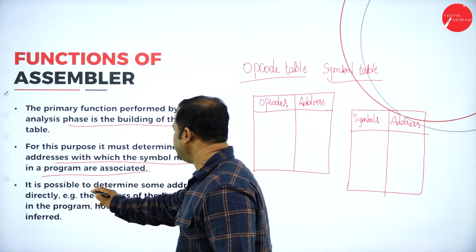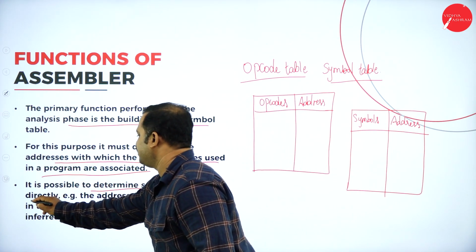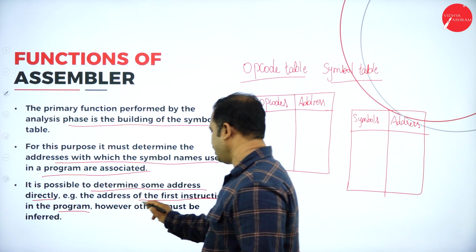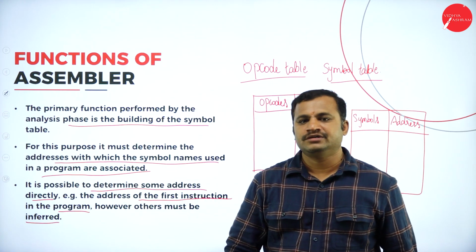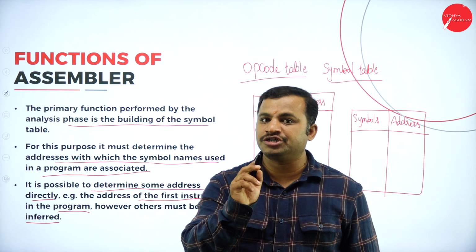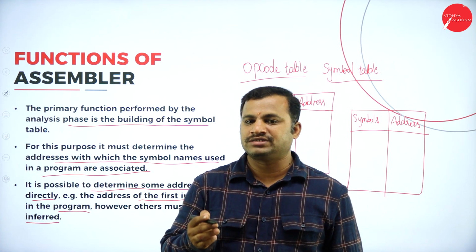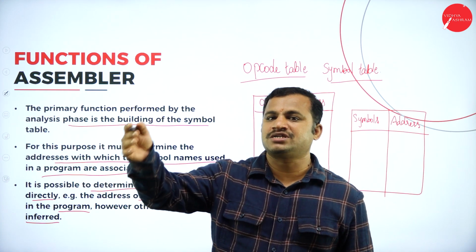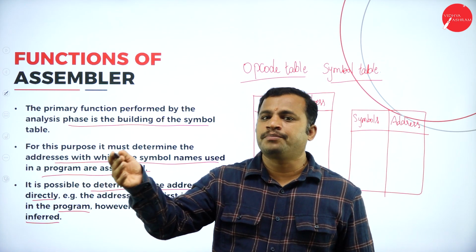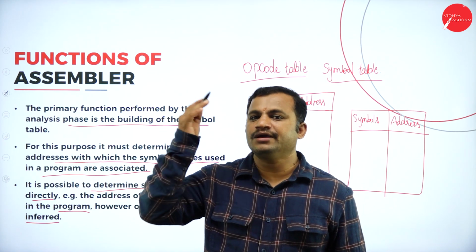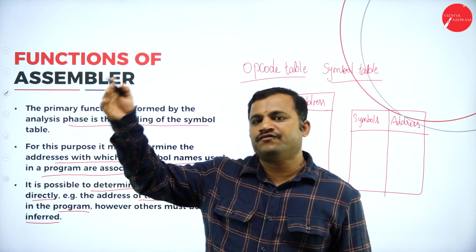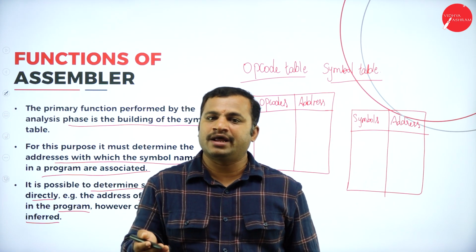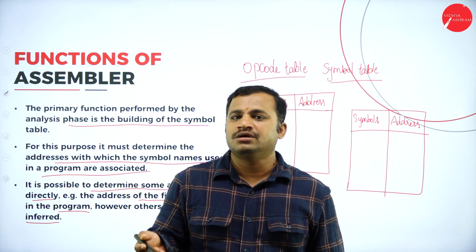Now, it is possible to determine some addresses directly. Example, the address of the first instruction in the program. However, others must be inferred. That means the address of the first instruction is by default known to all. For example, if there is a program named John, it begins with START. Start is another opcode that determines the beginning of the program. It always begins from the first address location. That is, by default, the address of that program begins from the default location in the memory.